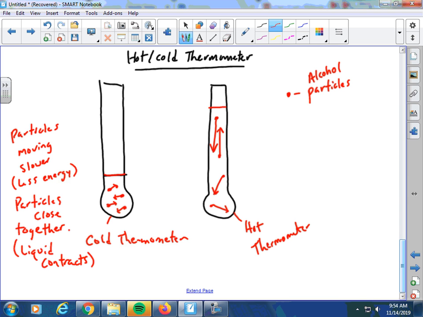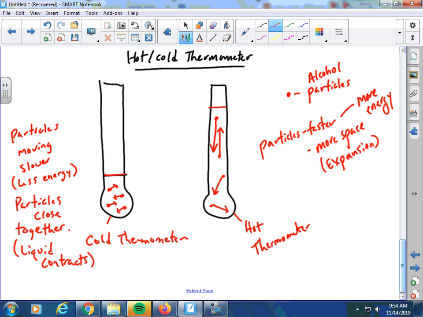Whereas over here, particles moving faster, more space between them, which causes expansion. And this is moving faster because more energy, so they're getting more energy from their environment. Anything else I'm missing on that? That would be your full points for that modeling, I believe. Nothing I can think of. Any questions about that at all?